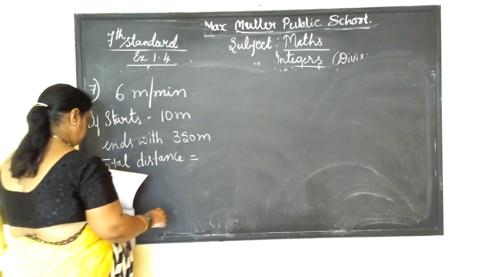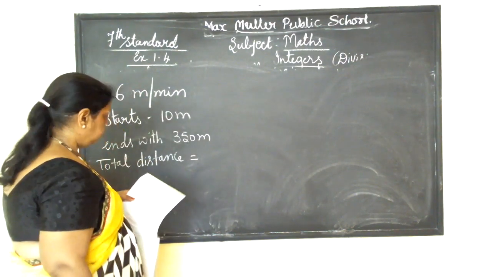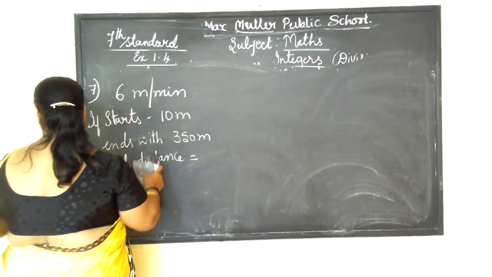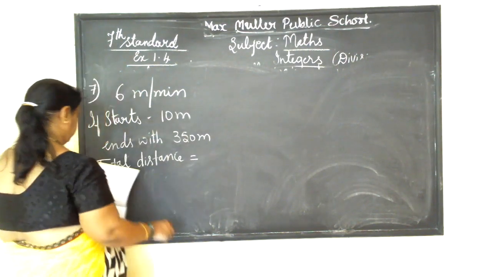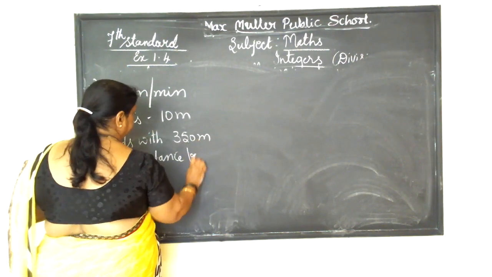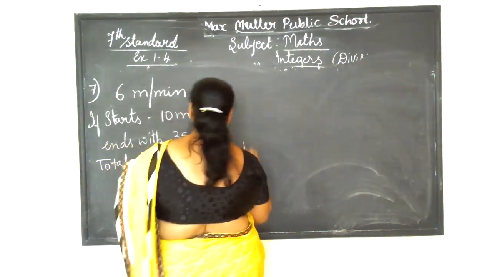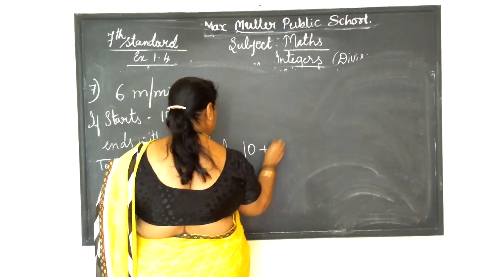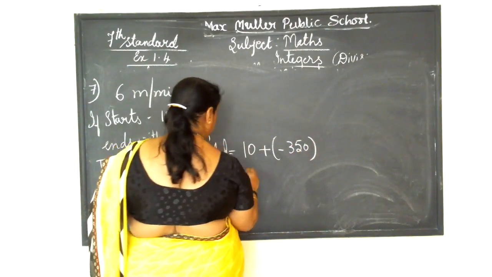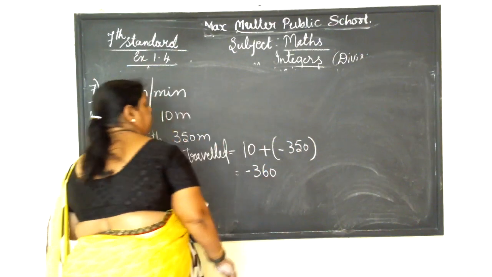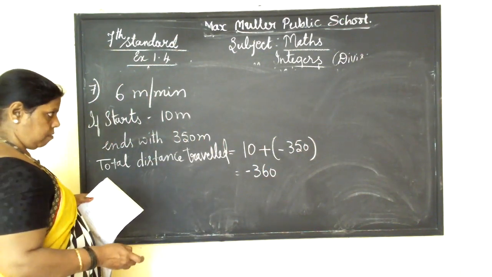Total time, time taken. Total distance traveled is equal to 10 plus of minus 350, is equal to minus 360. Minus into plus. Okay.